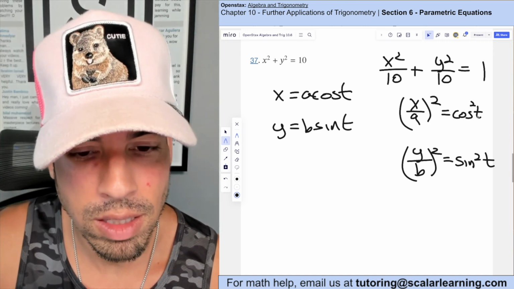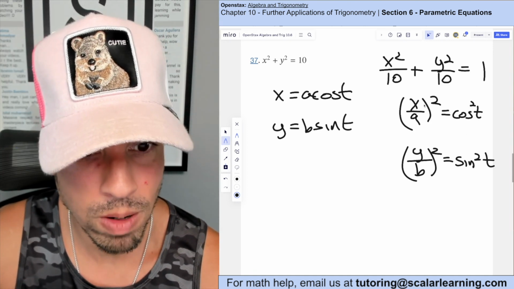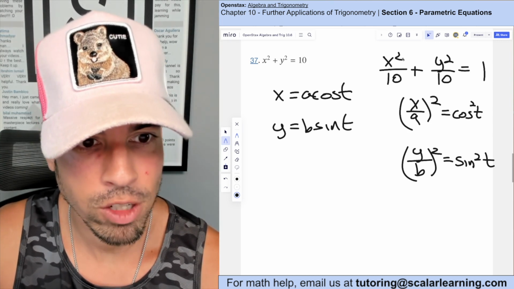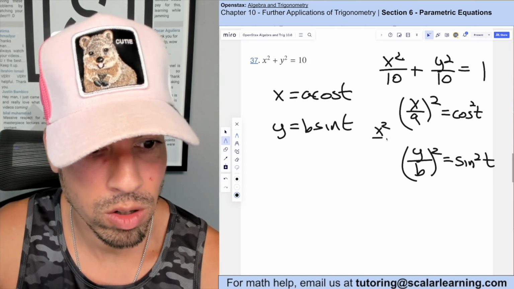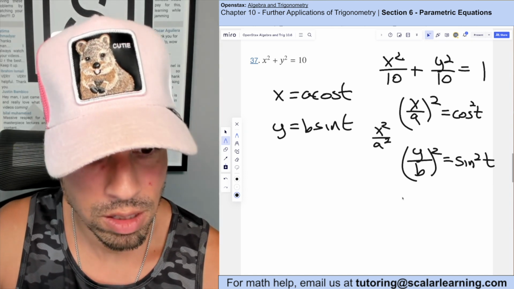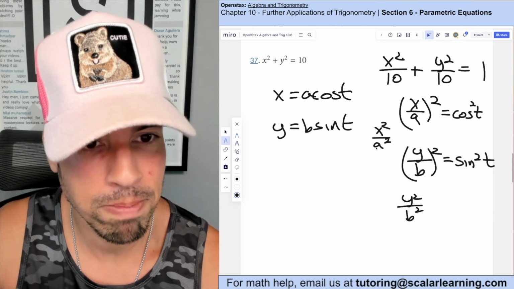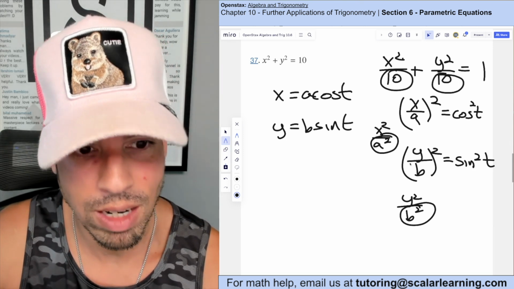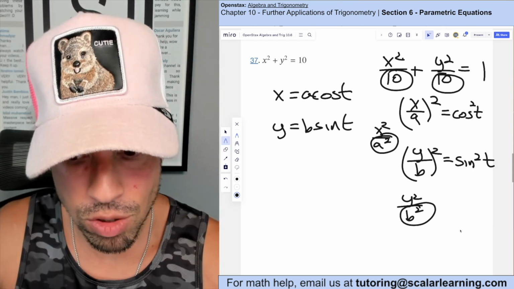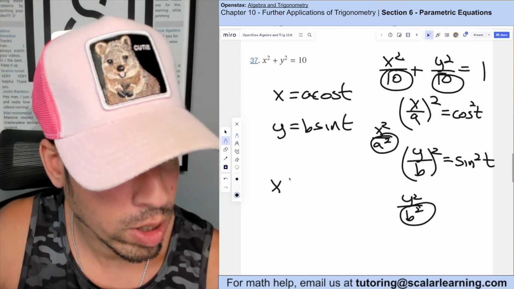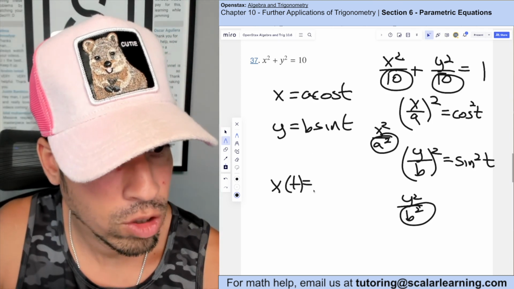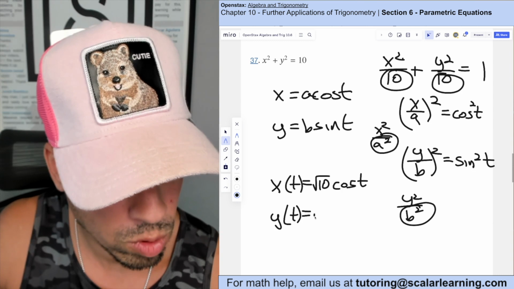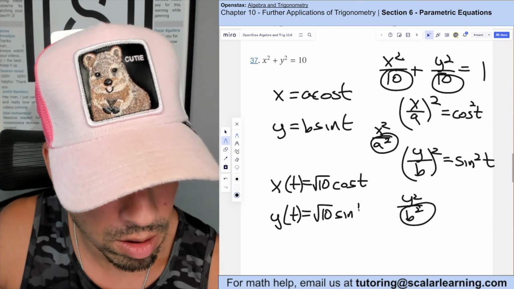So now we're in this situation. I know that sine squared plus cosine squared equals 1, and it's basically equivalent to these, right? So x squared over 10 is the same as x squared over a squared. Y squared over 10 is the same as y squared over b squared, which means that a squared links up with 10. So does b squared. B squared also links up with 10, which means a is rad 10, b is rad 10. As such, for our parametric equations, we now have x of t equals rad 10 cosine of t, and y of t equals rad 10 sine of t.